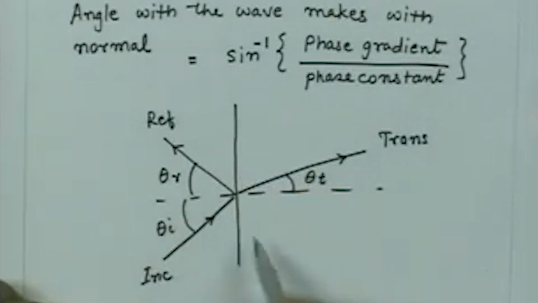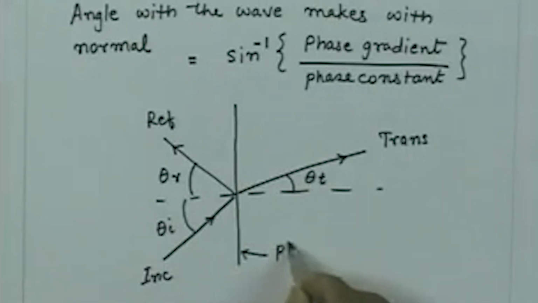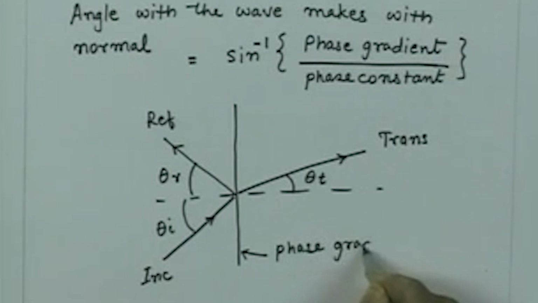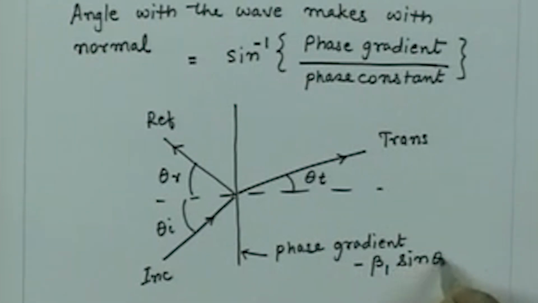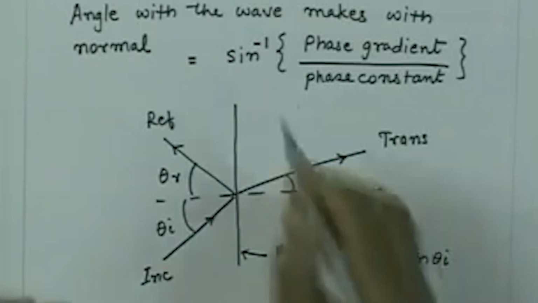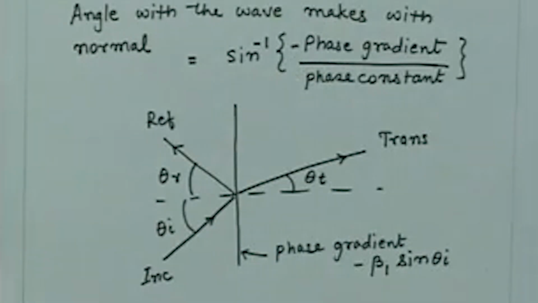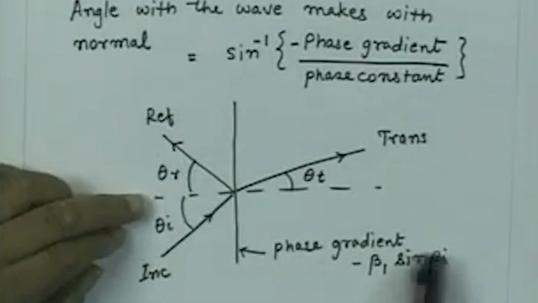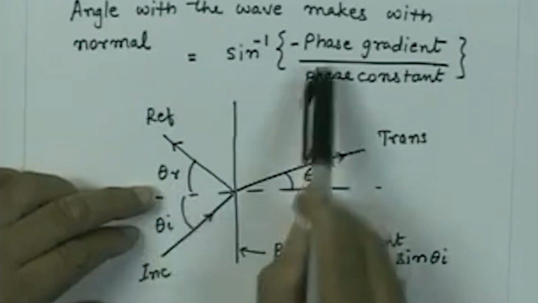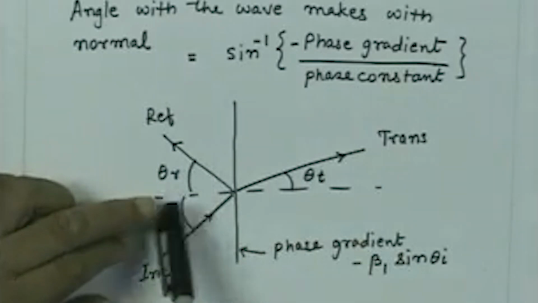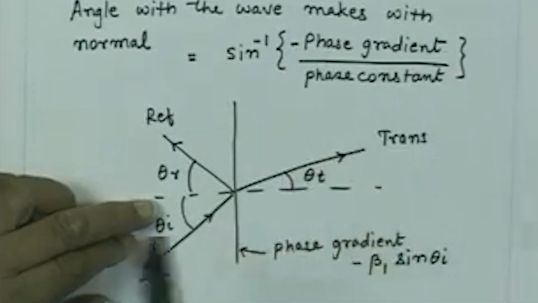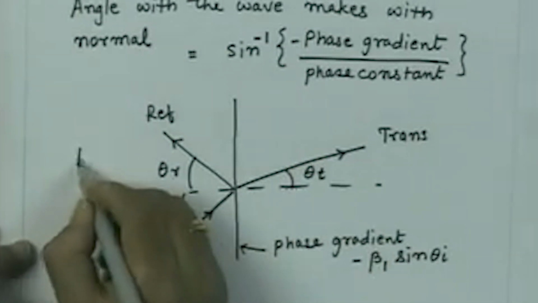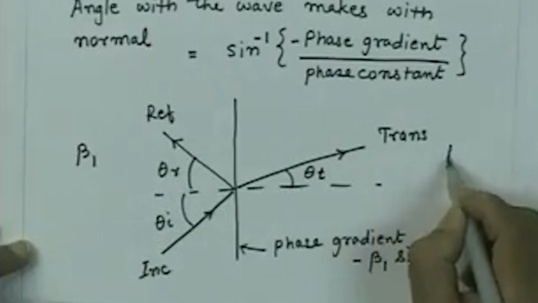And I have a phase gradient on this surface, which is minus beta 1 sine of theta. I will put a minus sign here. So what I can do is, if I see in medium 1, I can substitute this phase gradient value, and the sine inverse of that quantity, or the sine of this angle, will be equal to the minus of the phase gradient divided by the phase constant. Now in this medium the phase constant is beta 1, in this medium the phase constant is beta 2.